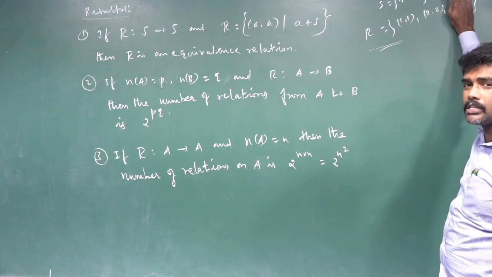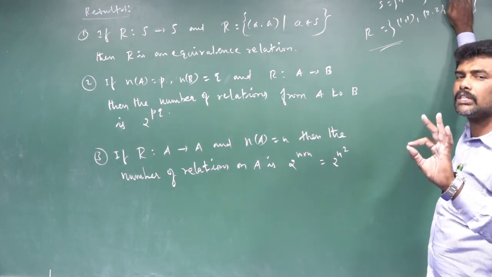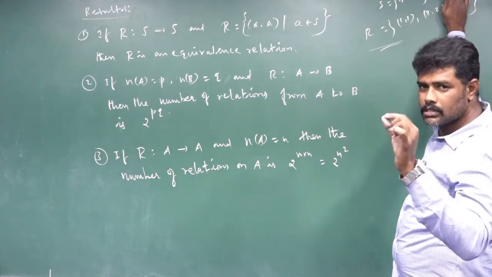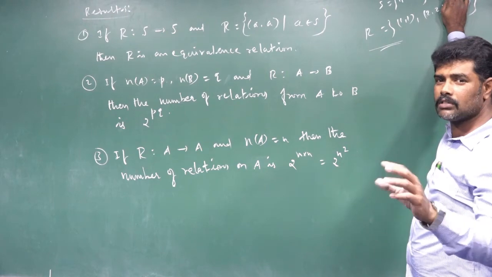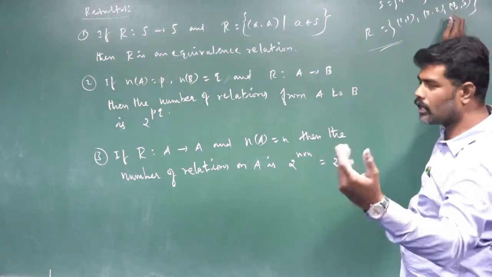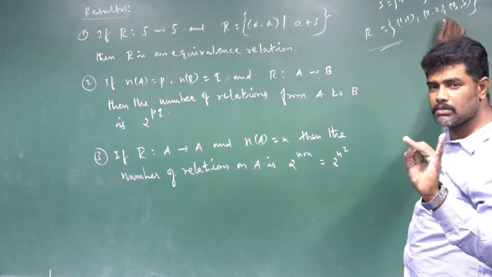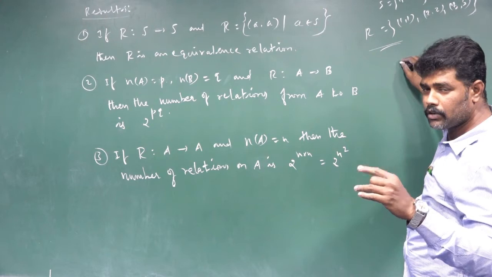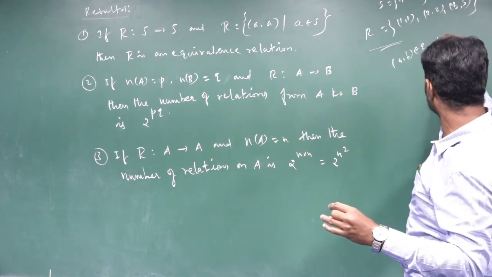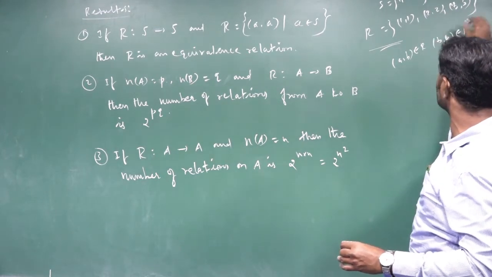Suppose 3,3 is not there, that means it is not reflexive. However many elements are in the set A, that many pairs should be there with the same element pair. Okay, so here 1,1, 2,2, 3,3 all are there. Then it is reflexive. Then how do you verify symmetric? What I said previously: if A comma B belongs to R, then only we can check whether B comma A belongs to R or not.